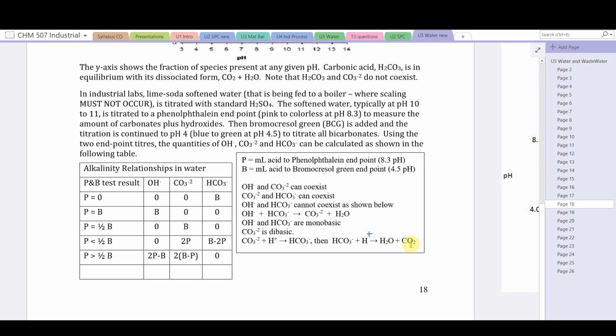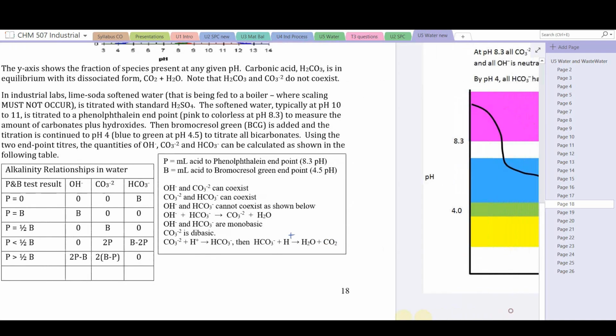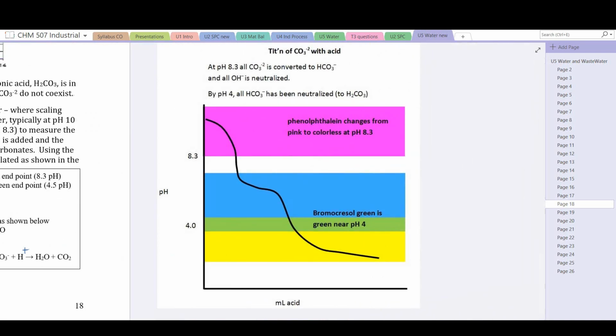Take a look at this titration curve to see what's happening. So this is pH on the y-axis, mils of acid on the x-axis. This is a typical titration curve, titration of carbonates with acid. When you put phenolphthalein indicator in and carbonate is present, the color will be pink because the pH will be higher than 8.3. Let's assume for a minute that only carbonate is present.